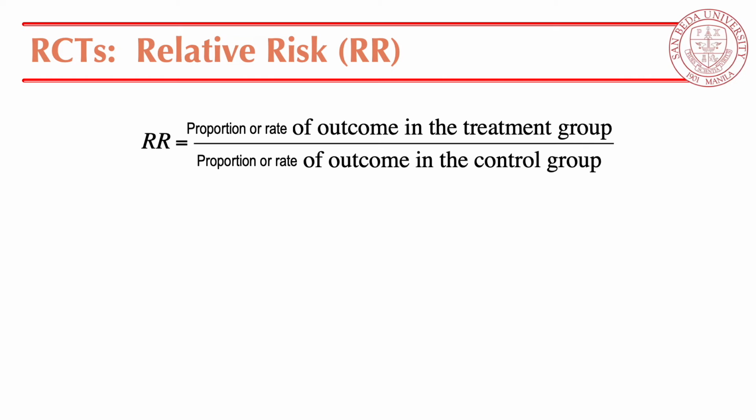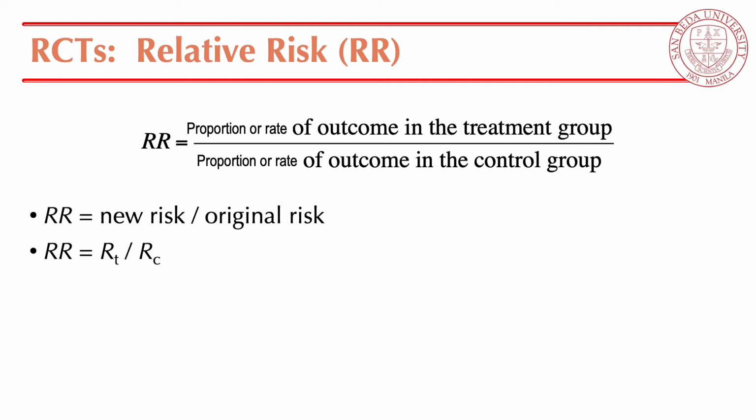The outcome here is very frequently a negative one, such as death, disability, or disease recurrence, to name a few examples. Stated differently, RR is equal to the new risk for the negative outcome one will find themselves in if they receive the treatment, divided by the original or baseline risk for the negative outcome, which is that risk one has when he or she did not receive the treatment. We can abbreviate this new risk as R sub T and the original or baseline risk as R sub C.